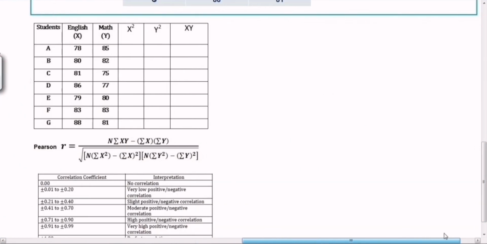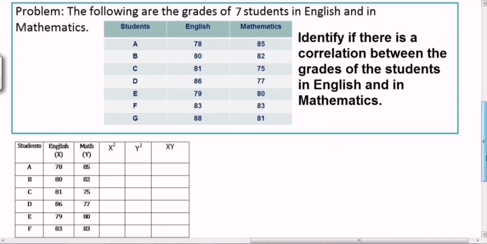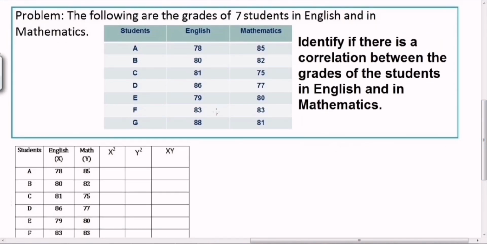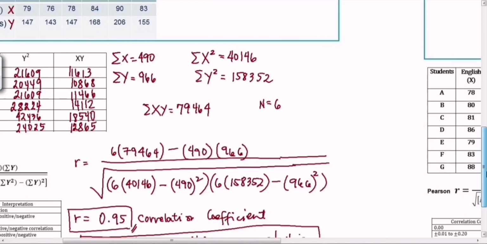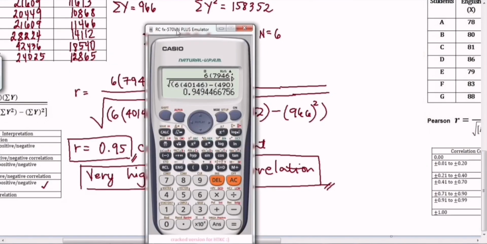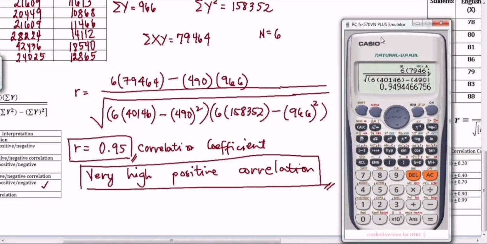Sige, let us have the second example. Ayan. So, the following are the grades of 7 students in English and in mathematics. So, identify if there is a correlation between the grades of the students in English and in mathematics. Okay? So, bago tayo magpunta dito guys, sa second example, alam ko, lahat tayo ay hindi ganitong gamit na calculator. So, I will insert a clip na gumagamit ng isang uri ng calculator, yung walang fraction na ganito. So, yung walang function na double line, pwede ninyo siyang kopyahin as is. So, isisingit ko na lang sa video na to.